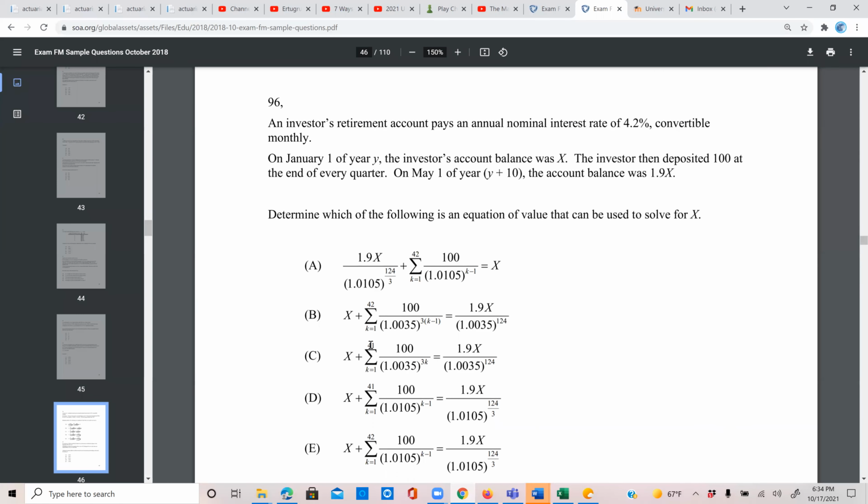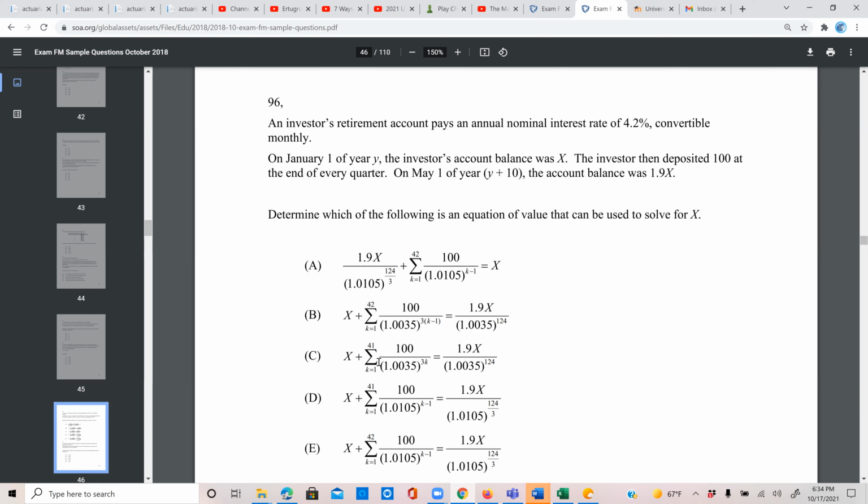So if we look at C, remember the account already had X on January 1. And so January 1 of year Y is the beginning of our time. So the account has X on it, and then the deposits of 100 start at that point. So the total present value of the account on January 1 would be X plus the present value of the deposit. So we have to investigate this one.